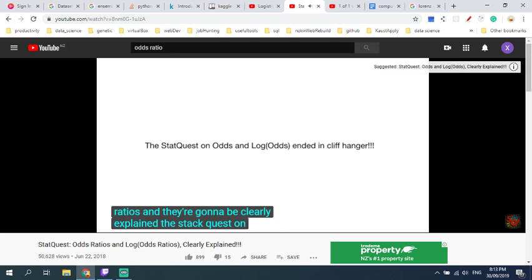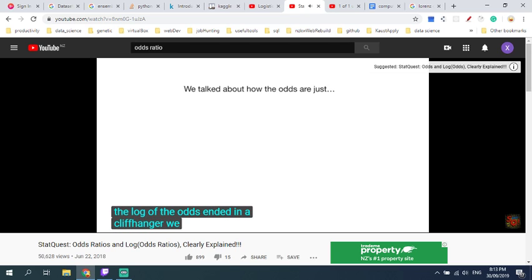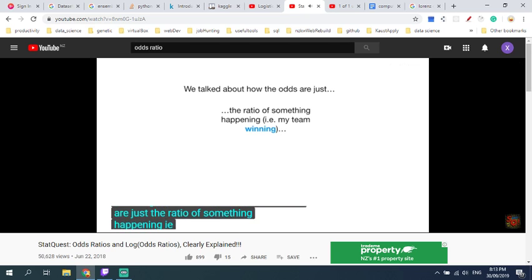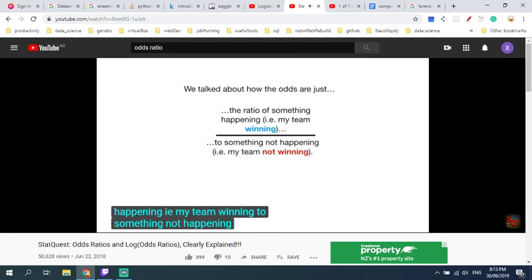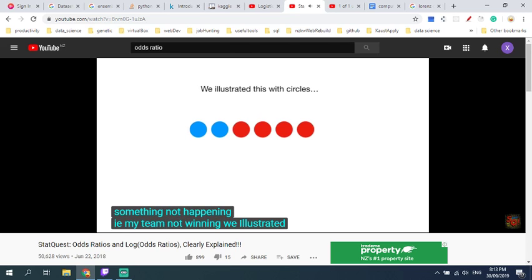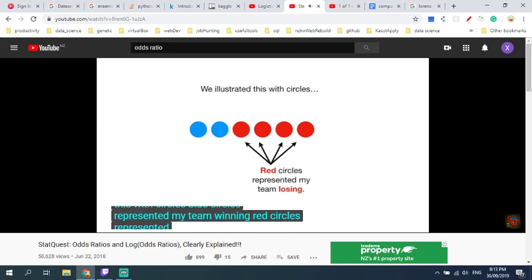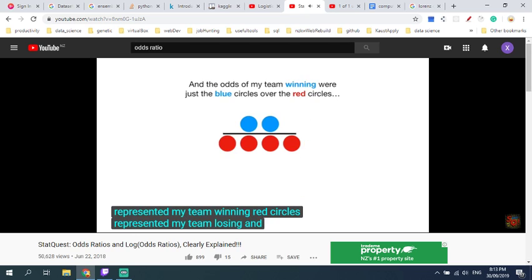The StatQuest on odds and the log of the odds ended in a cliffhanger. We talked about how the odds are just the ratio of something happening, i.e. my team winning, to something not happening, i.e. my team not winning. We illustrated this with circles. Blue circles represented my team winning. Red circles represented my team losing. And the odds of my team winning were just the blue circles over the red circles.